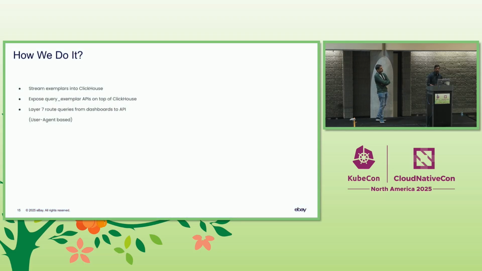So what do we do here? We took a non-intrusive approach for this as well, where we said that we are going to stream exemplars into ClickHouse, and we'll basically expose the same query exemplars API in the Prometheus compatible format. And for UIs alone, when they are requesting query exemplars, based on the user agent, we'll layer 7 route the queries into that standalone API instead of using the standard Prometheus exemplars API.